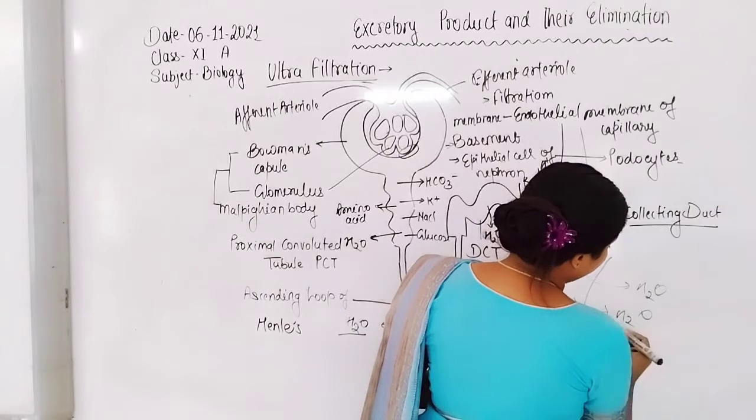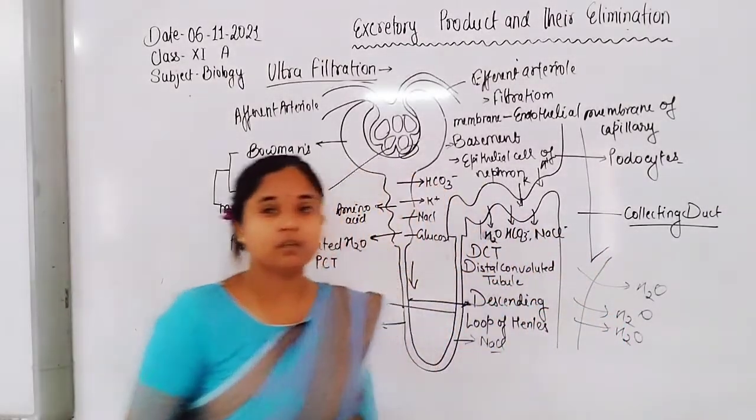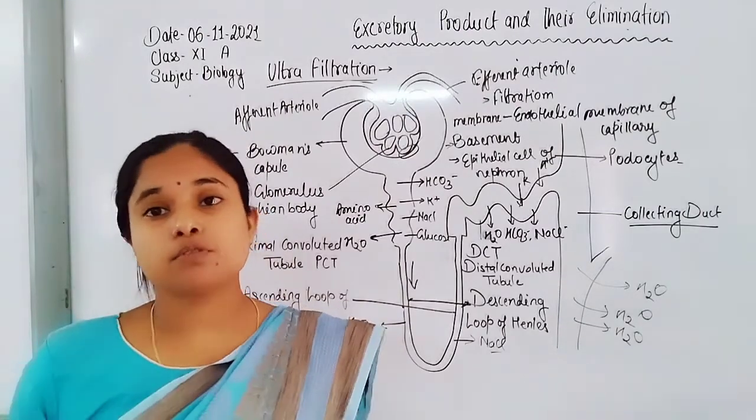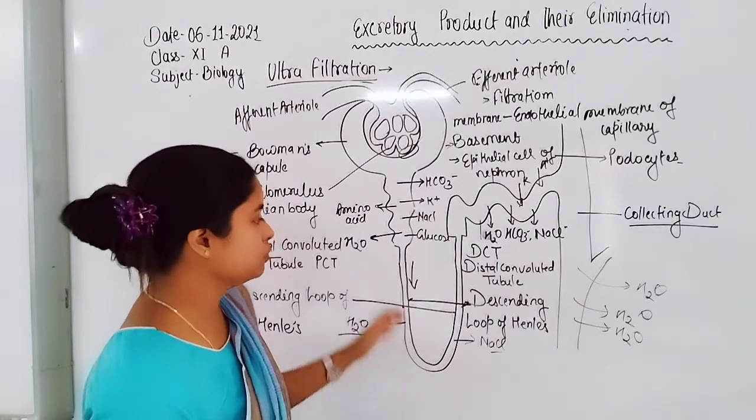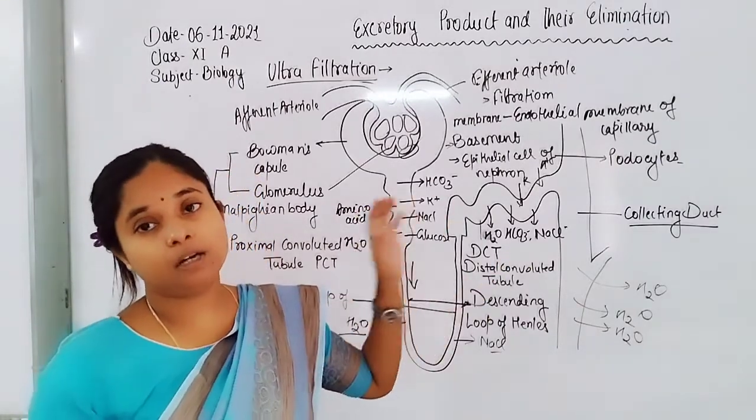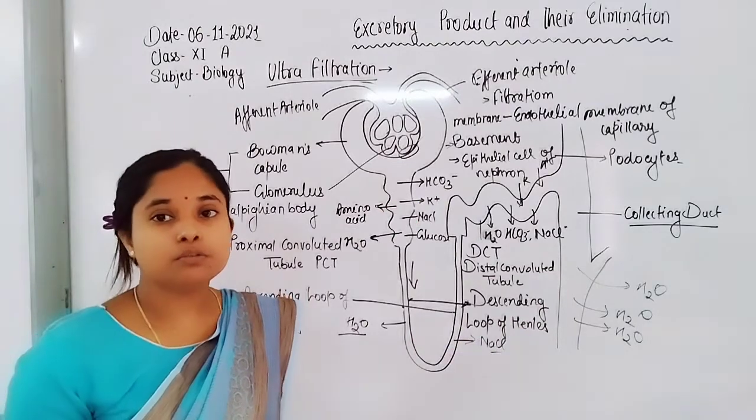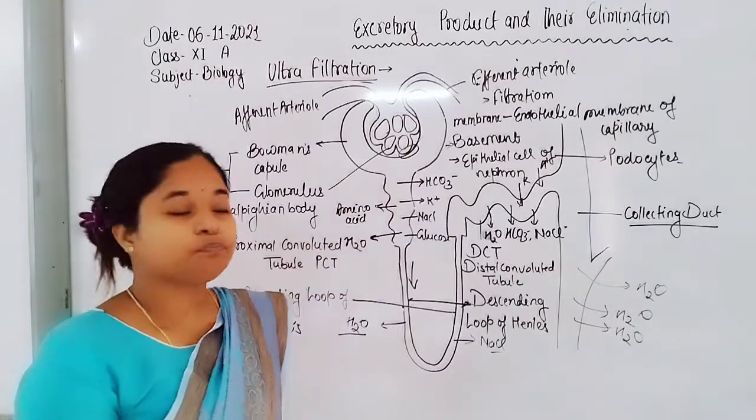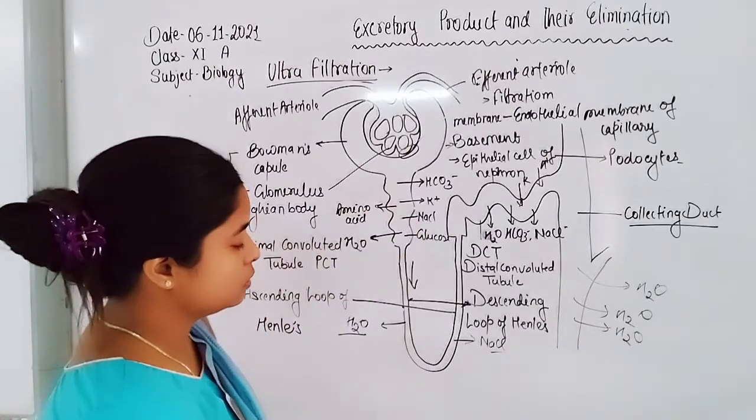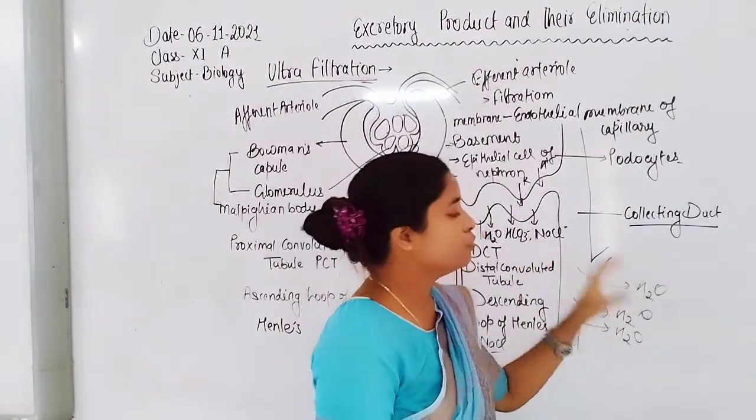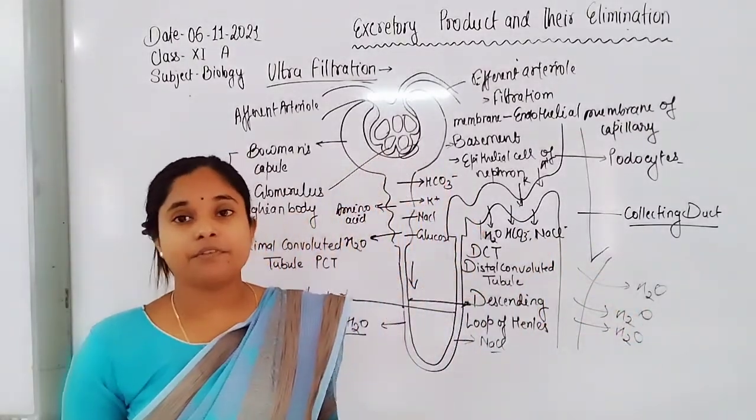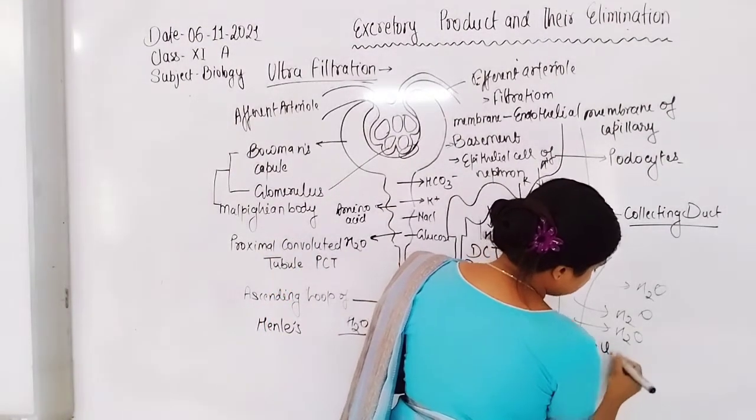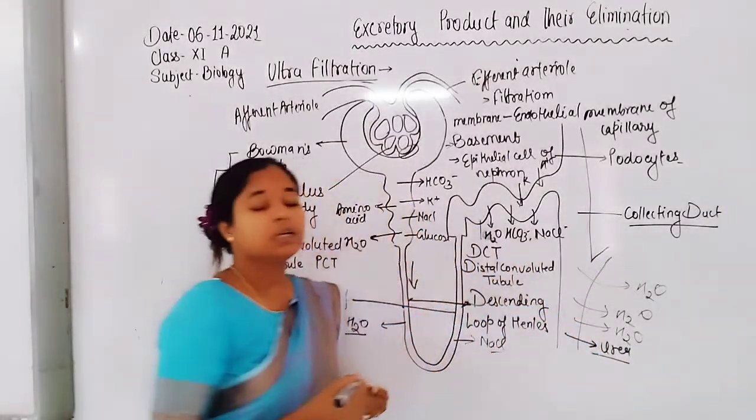So finally, all the important constituents are reabsorbed from the loop of Henle and the DCT part, and water is reabsorbed by the DCT part and the PCT part. Now the rest of the water is reabsorbed by the collecting duct. At the final stage, some amount of urea is also released from the collecting duct.